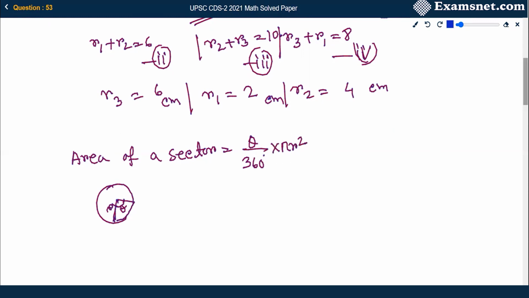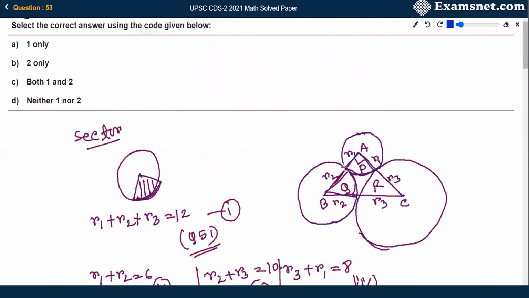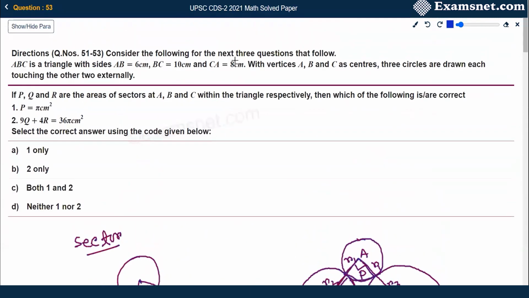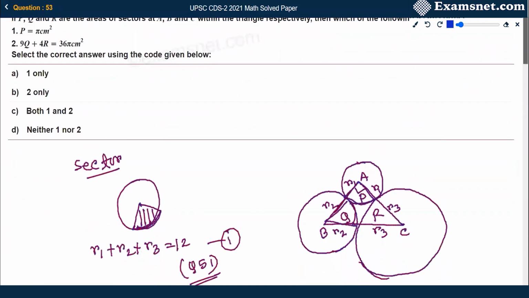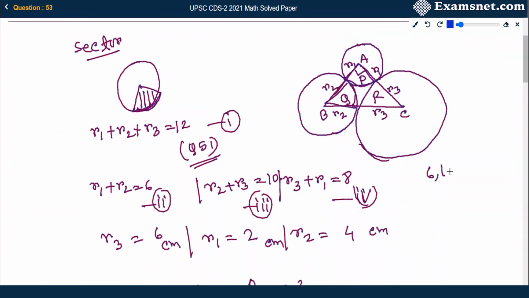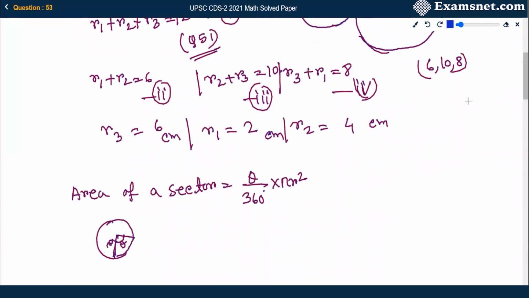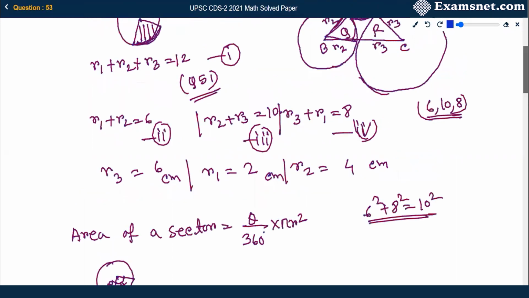Here, one more thing, we don't know the central angle in each case as of now, right? But yes, we know the angle. If we look here, 6, 10, 8, we can say this triplet 6, 8, 10 is a Pythagoras triplet. Why? Because there is a relation between these three numbers: 6 square plus 8 square equals 10 square. So since these are the sides of the triangle, this is a right angle triangle.